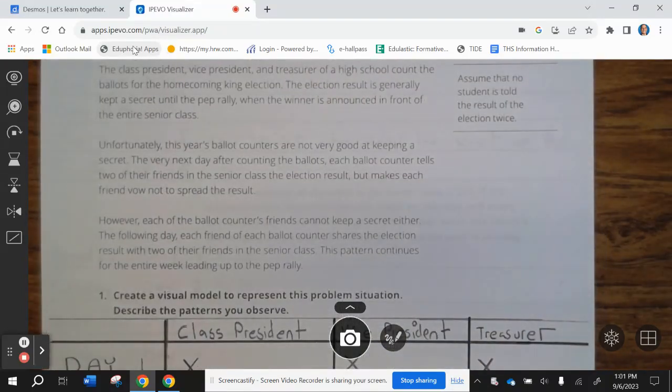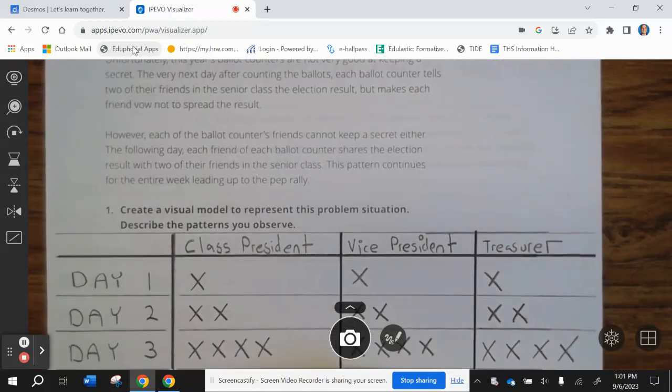Unfortunately, this year's ballot counters are not very good at keeping a secret. The very next day, after counting the ballots, each ballot counter tells 2 of their friends in the senior class the election result, but makes each friend vow not to spread the result. However, each of the ballot counter's friends cannot keep a secret. Either the following day, each friend of each ballot counter shares the election results with 2 of their friends in the senior class. The pattern continues for the entire week leading up to the pep rally.